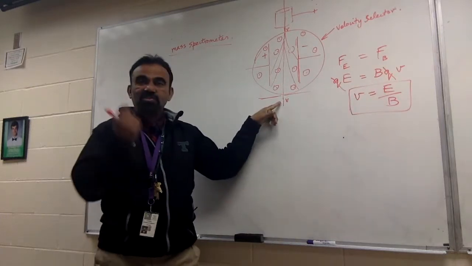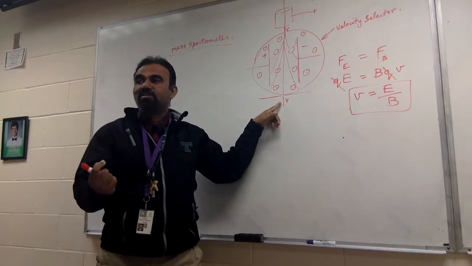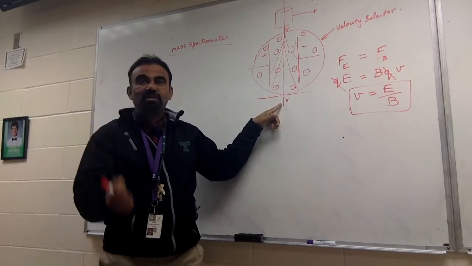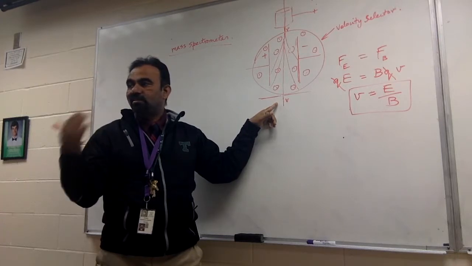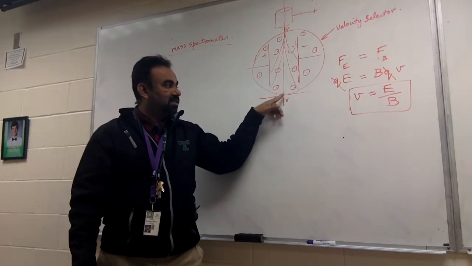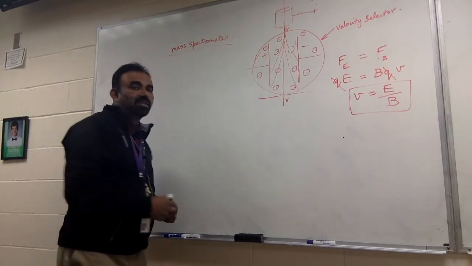So you can have singly ionized particles coming here, doubly ionized particles, triply ionized particles. So you can have different ionization present on those that are coming right through. So this is our first part.